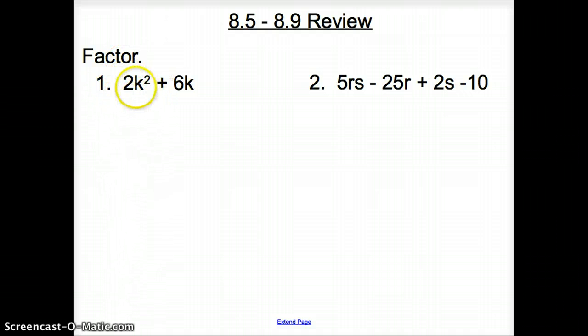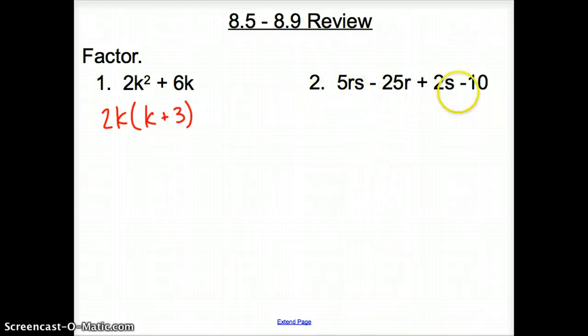Number one, we're asked to factor, and what can we take out? Remember, when we factor, we always want to take out everything that we can at first. Well, I can take a 2 out of my numbers, so I'm going to have a 2. Can I take anything out of my letters? Yes, I can take a k out. Remember, when you take it out, we divide it out. So 2k squared divided by 2k, we're just left with a k. And then 6 divided by 2 is a 3. K divided by k is 1, so I'm not going to put that there. So our answer would be 2k times the quantity, k plus 3.